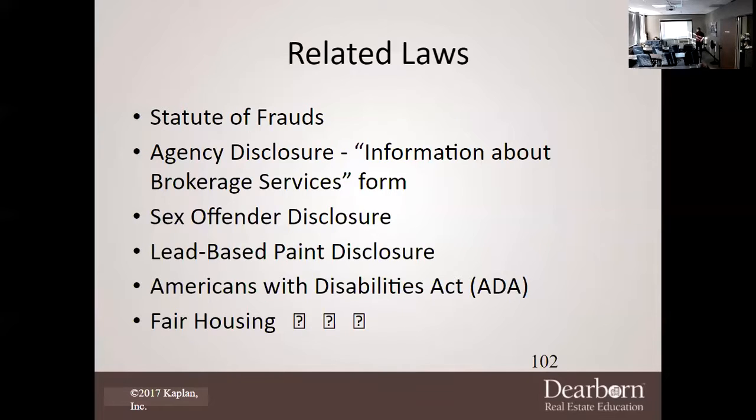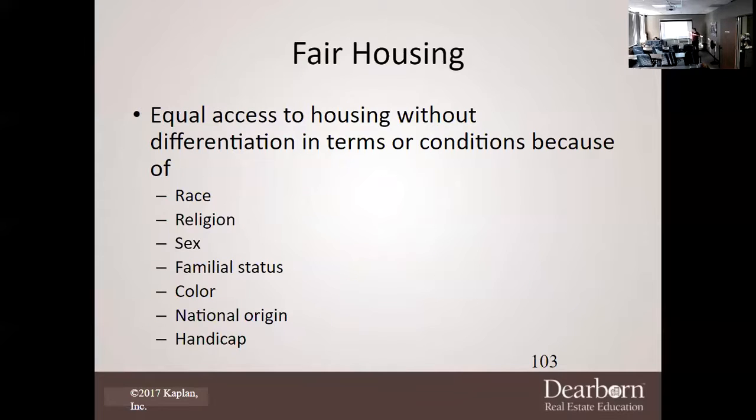There's also the Americans with Disabilities Act. We talked about this before. It means what? You have to accommodate some people if you're a landlord, okay? And also fair housing. Remember those words we put up one day where we're talking about you can't use white, you can't use black, you got to watch those things, okay? Fair housing.